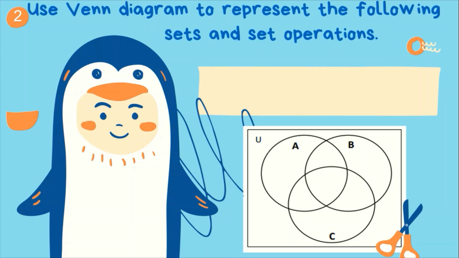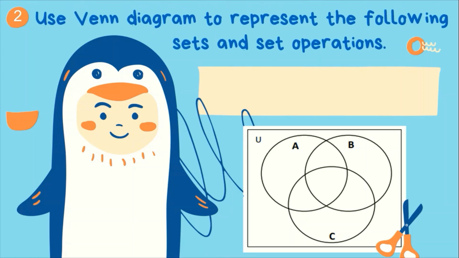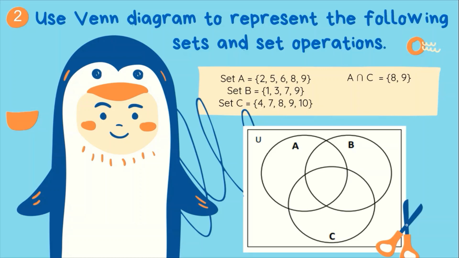Next, let's use the Venn diagram to represent the following sets and set operations. Set A, we have 2, 5, 6, 8, and 9. Set B, 1, 3, 7, 9. Set C ay may elements na 4, 7, 8, 9, and 10. Set operations naman, A intersect C ay 8 and 9. B intersect C ay 7 and 9. And A intersect B intersect C is 9.